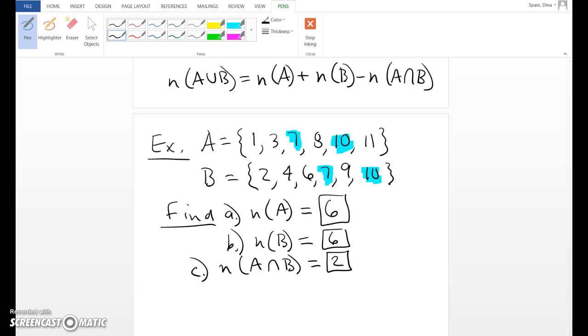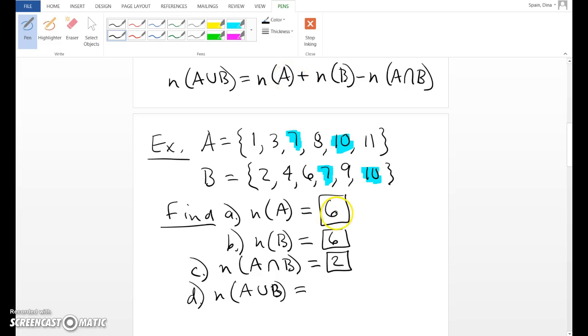Alright, let's actually use for part D that inclusion-exclusion principle, and we want to find the number that's in the union of the two. Alright, purely computation. We're not going to actually draw a Venn diagram, place all the elements in there and then count them. We are going to use this inclusion-exclusion principle up here from the previous page.